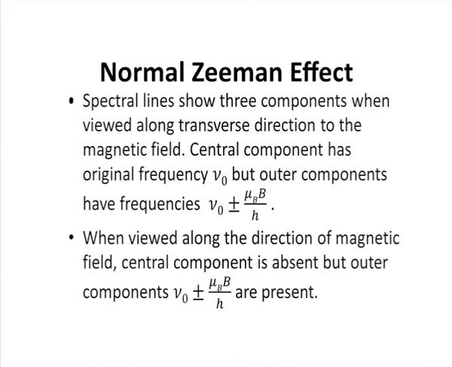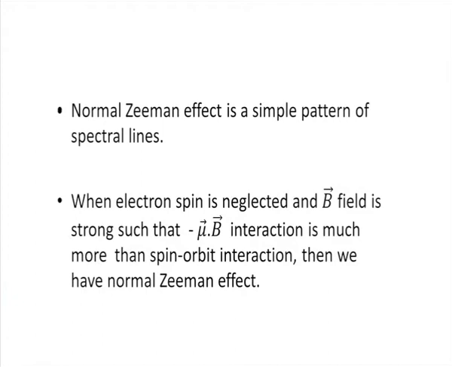Normal Zeeman effect is a simple pattern of spectral lines. When electron spin is neglected and the B field is strong, such that the minus mu dot B interaction is much more than the spin orbit interaction, then we have the normal Zeeman effect. I will talk later about what exactly the spin orbit interaction is.